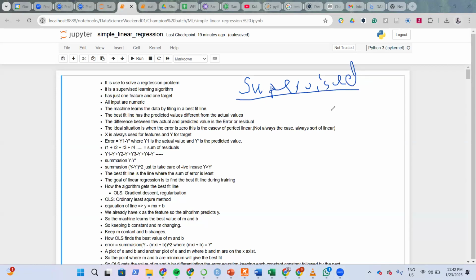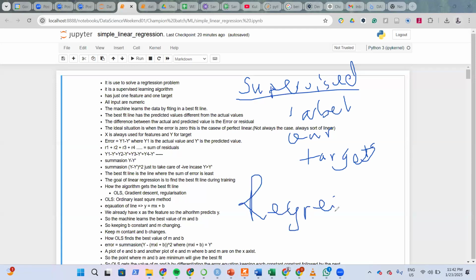It's supervised, meaning that we have to label our target. We have to label our targets, like you say, cancer, no cancer, like we agreed. After that, the next thing we want to look at is what kind of problems it solves. It solves regression problems. It's used to solve what we call a regression problem.